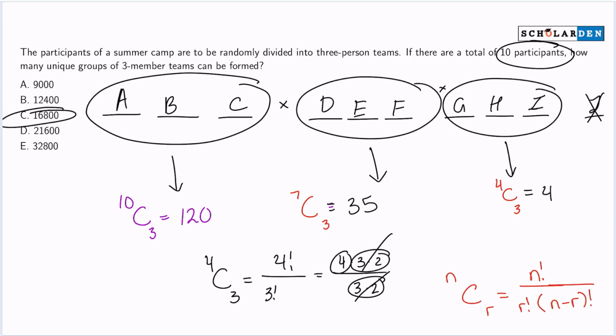So we're not done yet. Remember what we said. We have to multiply our possibilities together. That is the fundamental counting principle. So grab your calculator here. 120 times 35 times 4 gives us a total of 16,800 unique teams that we can possibly make. Unique groups of 3.